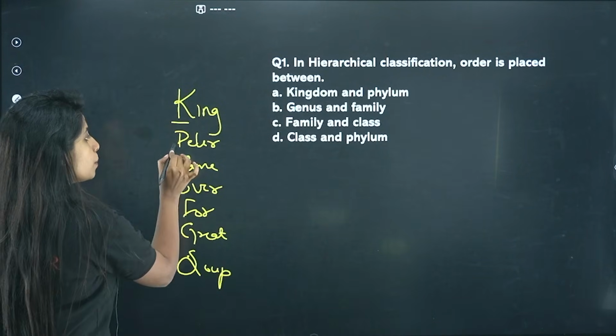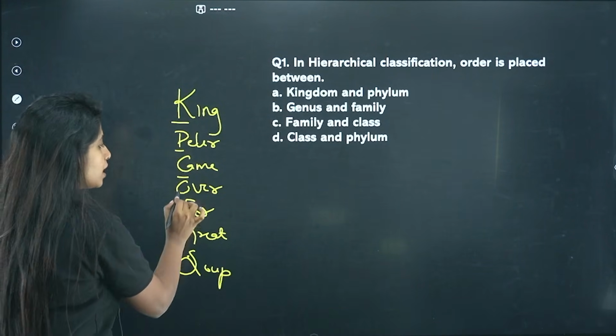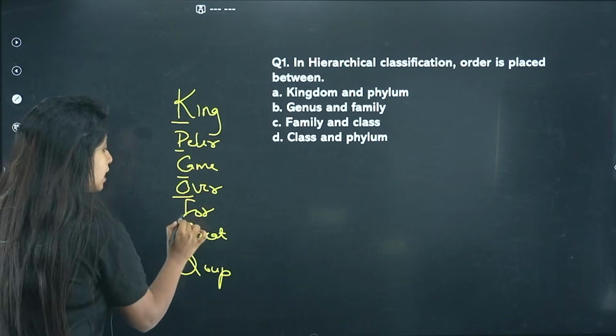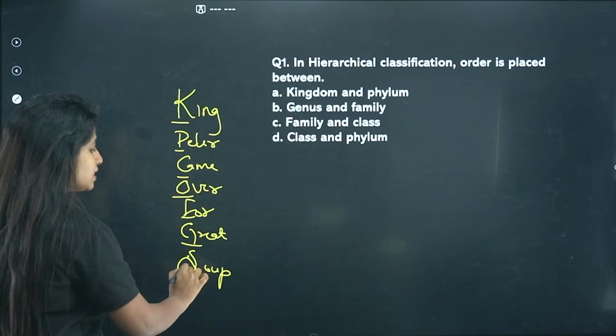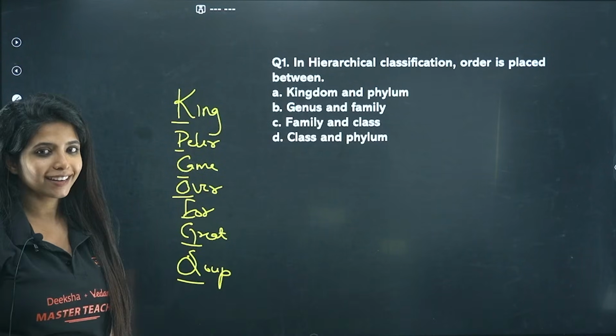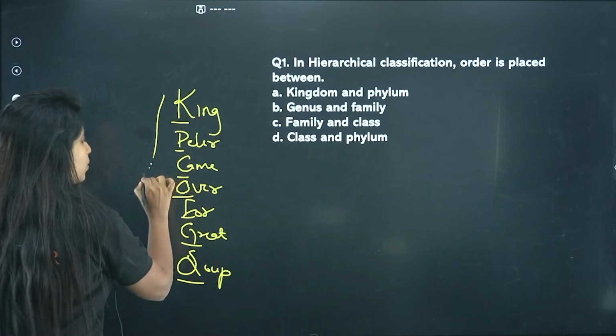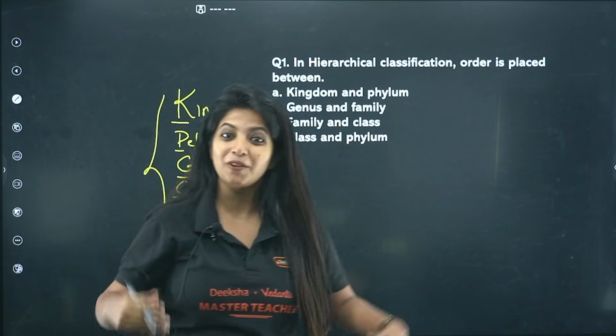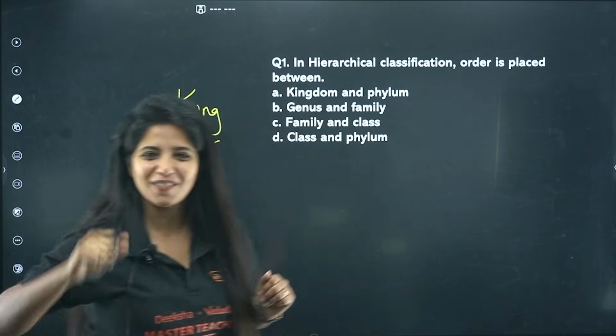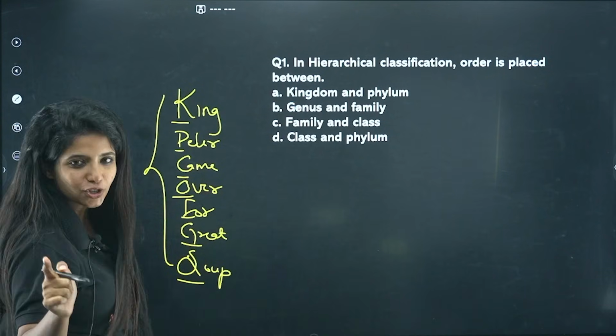K stands for kingdom, P stands for phylum, C stands for class, O stands for order, F stands for family, G stands for genus, and S stands for species. That is how it goes. Now, if you have any other fun mnemonics to tell me, let me know in the comment section below right away so that your teacher can be upgraded.